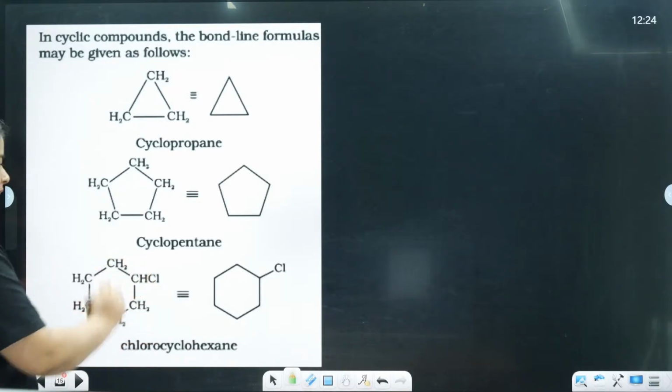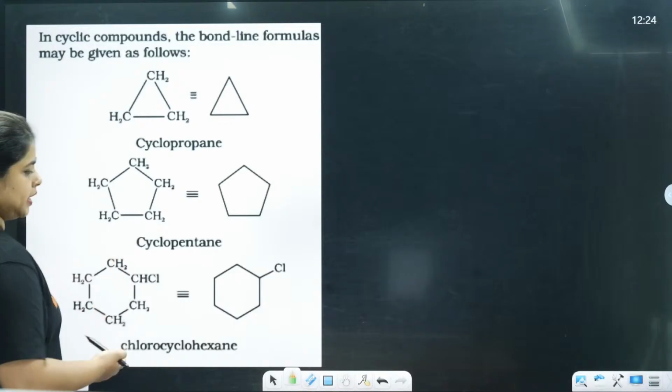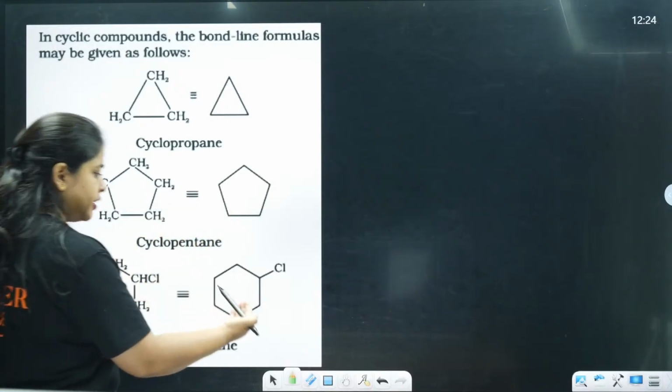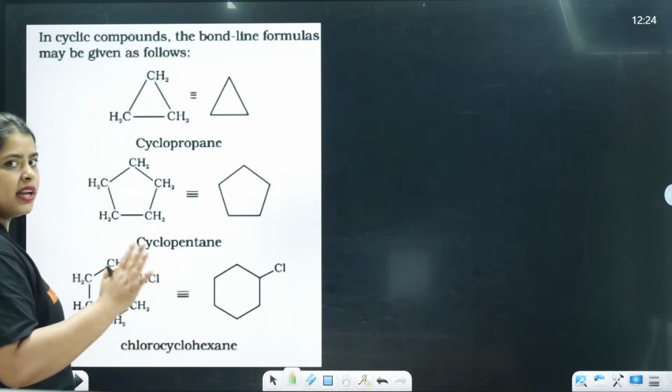Okay, cyclopentane, pentane. The structure is a pentane ring. This also can be written in this way. Clear? Understanding what I am trying to tell?